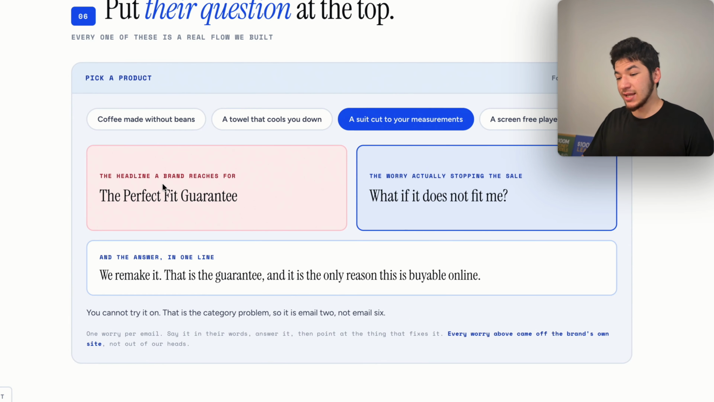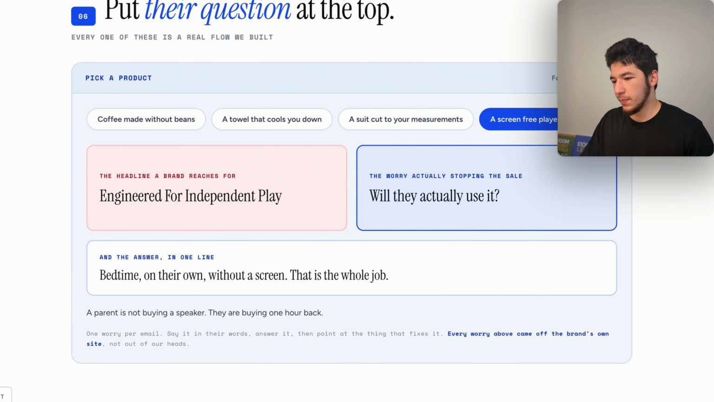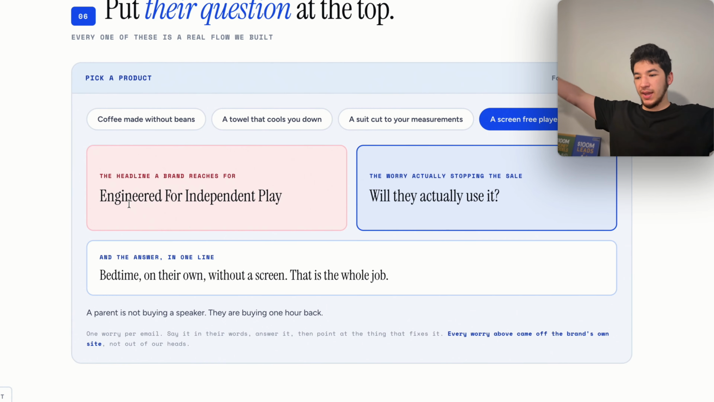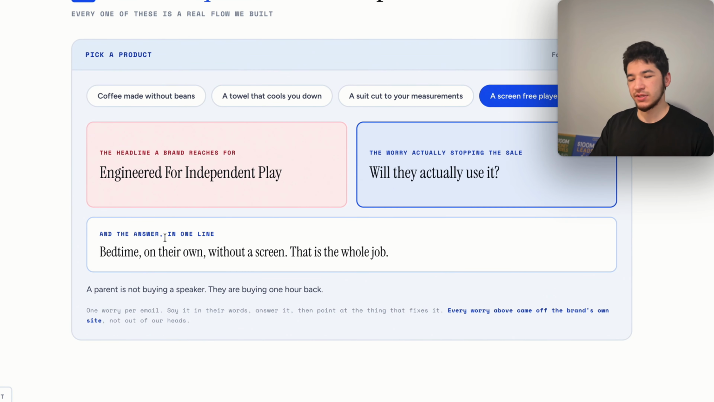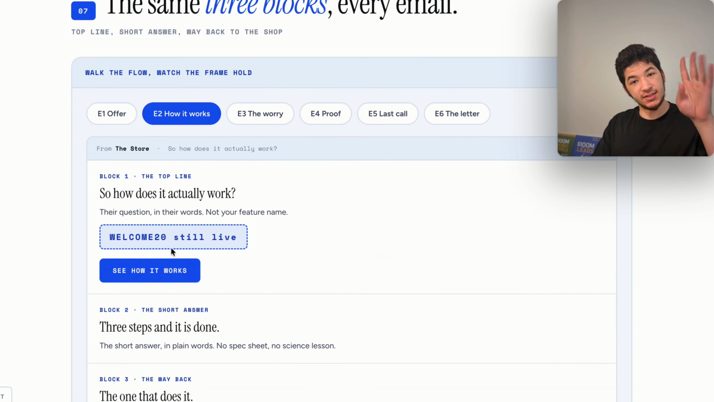But people still ask, hey, what if it doesn't fit me? So instead of saying we have the perfect fit guarantee, just say, if it doesn't fit you, we'll get your money back and we will just return the product. That's the main thing. One more example: a screen-free play for kids that says engineered for independent play. Their main question is, will they actually use it? And so obviously you answer that question. That's the main second email.